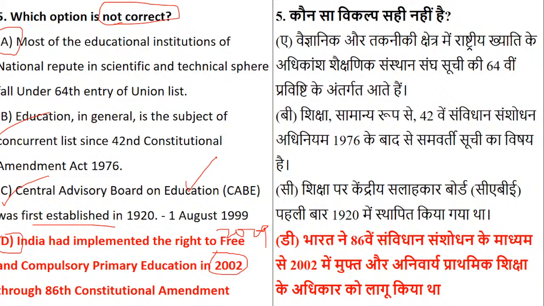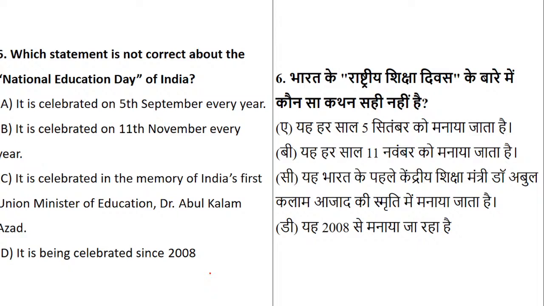So the wrong option, meaning the option which is not correct, is option number D. Why? Because the right to free and compulsory education was under the Act of 2009, not 2002. Fine. Okay. Yes. Now next question.